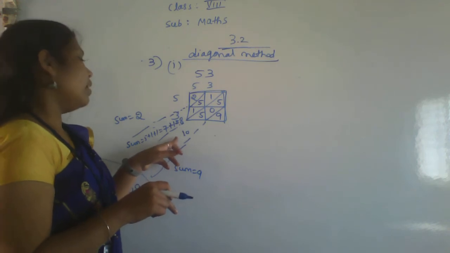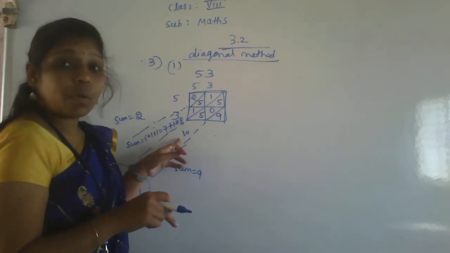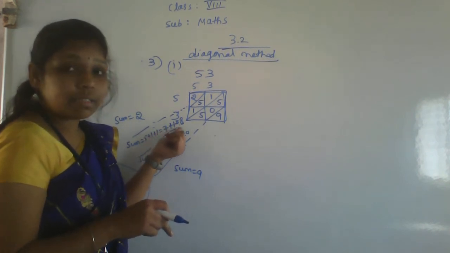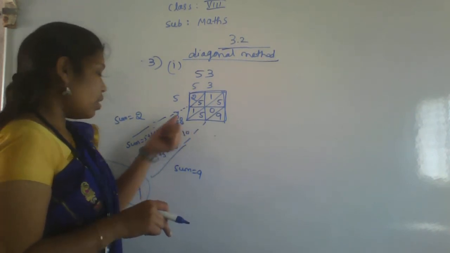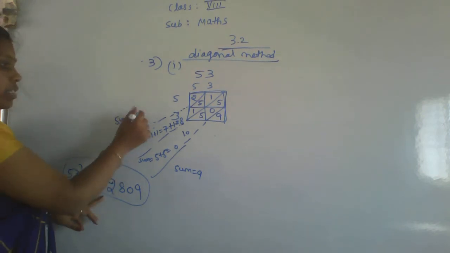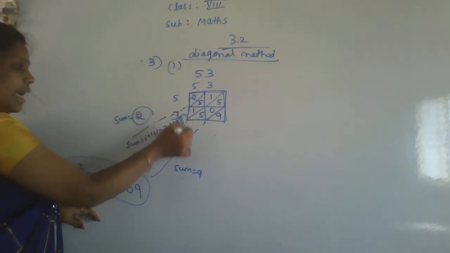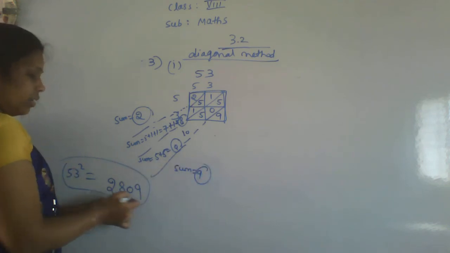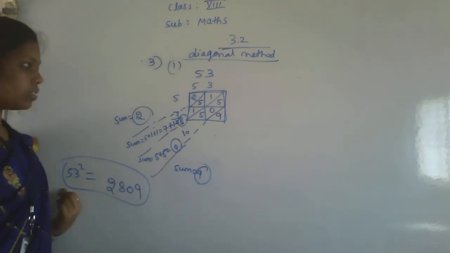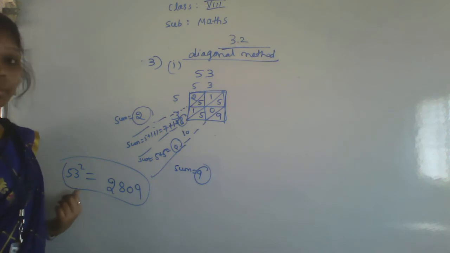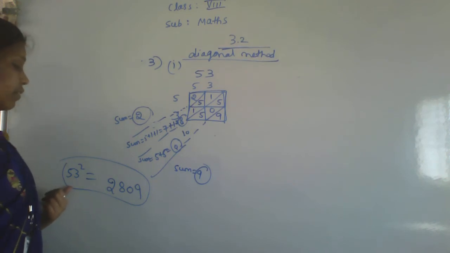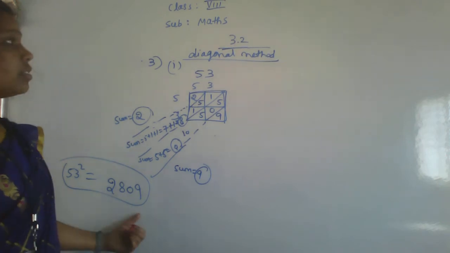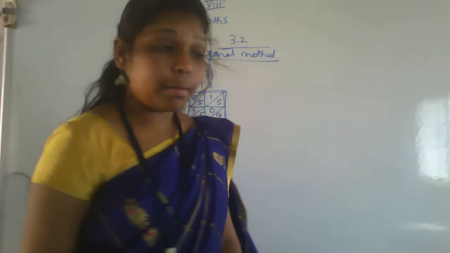Okay. So here 10 is there. I am taking 1 to the next sum. Here the sum is 7. 7 plus 1 is 8. So the answer is, first sum is 2, and after that 8. Next only 0 remains, and next is 9. Write all the numbers, and you will get the square of the given number. That is, 53 square is equal to 2809. This is called the diagonal method.